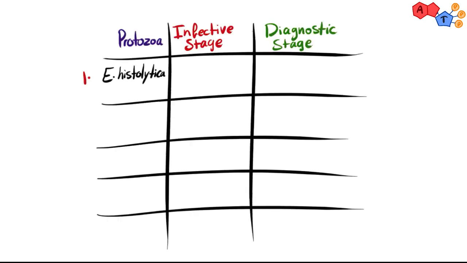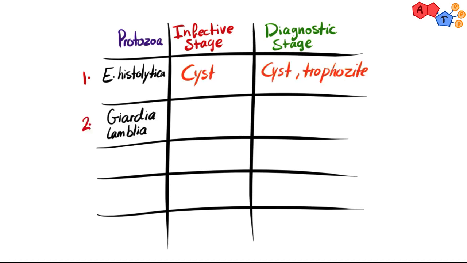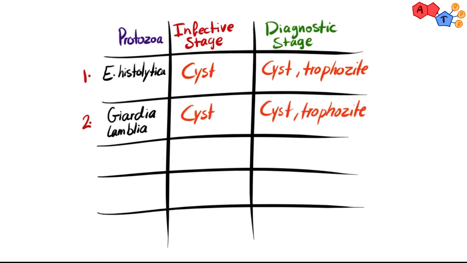So for Entamoeba histolytica, the infective stage is the cyst, and the diagnostic stage is the cyst and trophozoite. For Giardia Lamblia, the infective stage is the cyst, and the diagnostic stage is also cyst and trophozoite. For Trichomonas, however, remember we didn't have a cyst, so the infective stage and the diagnostic stage is the trophozoite.